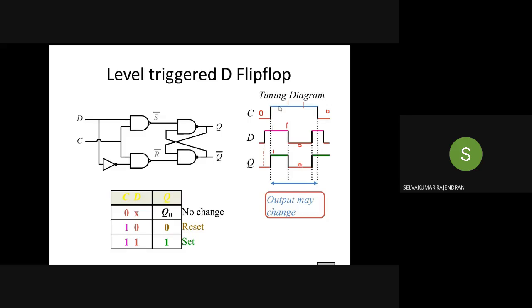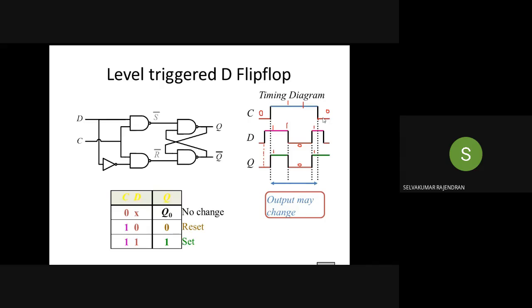Okay, so when clock is 1, if D is logic 1, Q is also logic 1. If D is logic 0, then Q also goes to logic 0. Then D changes from 0 to logic 1, right? So Q also changes from 0 to logic 1. Up to this time clock is logic 1. After that, clock is disabled. Clock goes to logic 0.